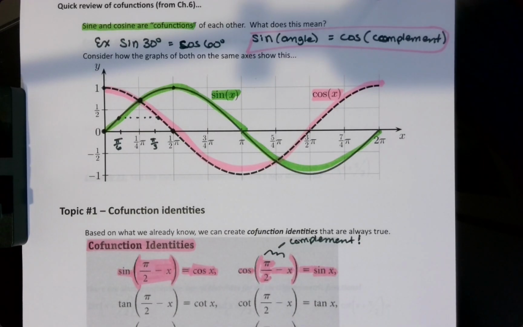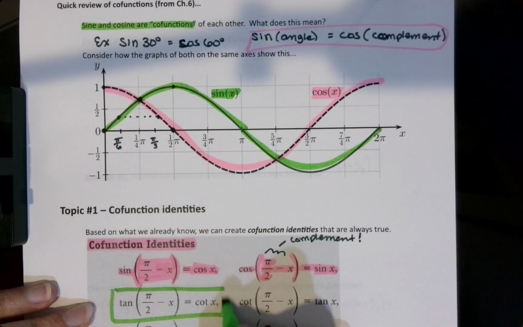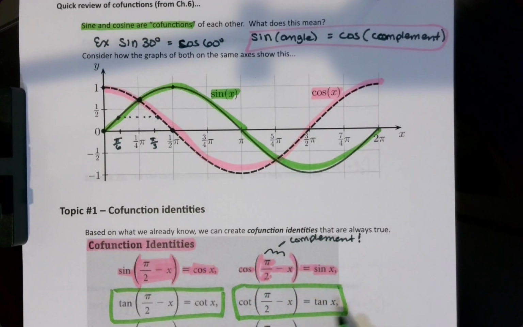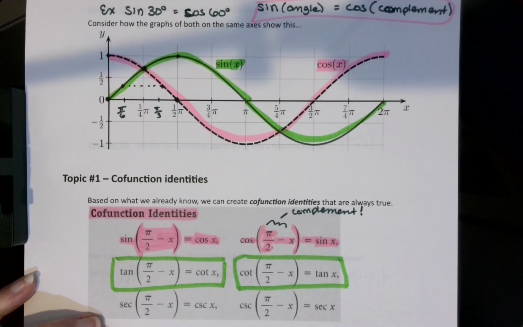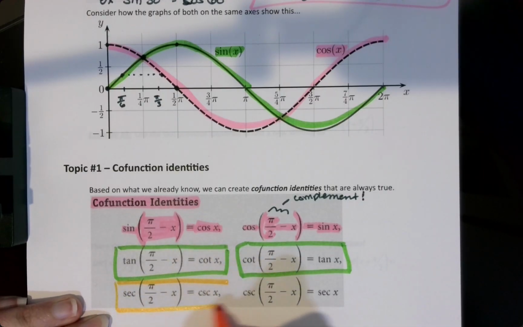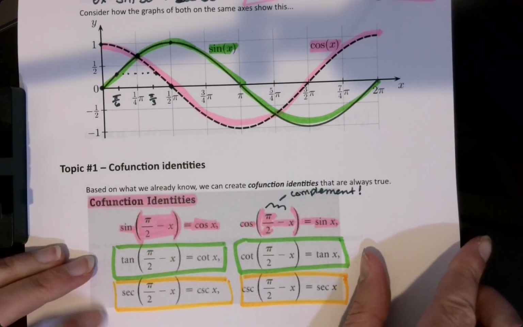All right, so these are our cofunction identities. We have them for sine and cosine. We also have them for tan and cotan. Tan and cotan are cofunctions as well. So the tangent of an angle is equal to the cotangent of the complement and vice versa. And then similarly for secant and cosecant. The cosecant of an angle is equal to the secant of the complement and vice versa. So we already knew that these functions were equal for complementary angles. Now we've just got them expressed as identities here.